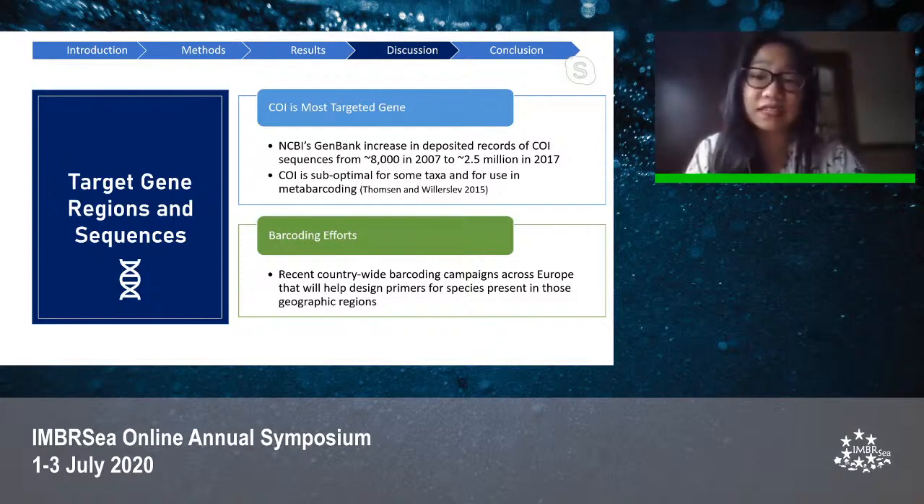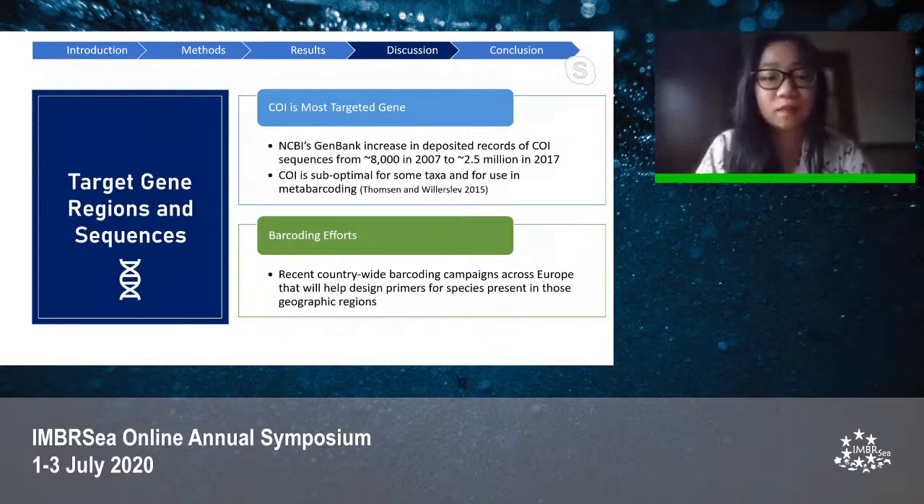million in 2017. However, previous studies have shown that CO1 may not be suitable for detecting some taxa and for use in metabarcoding. And consequently, there have been recent country-specific barcoding campaigns, and this will help design primers for species present in those specific geographic regions.